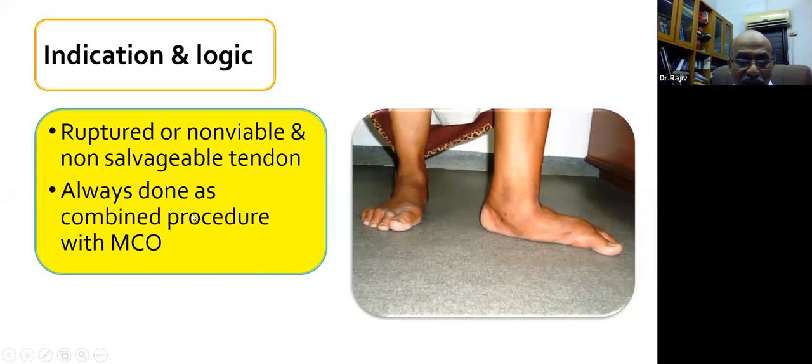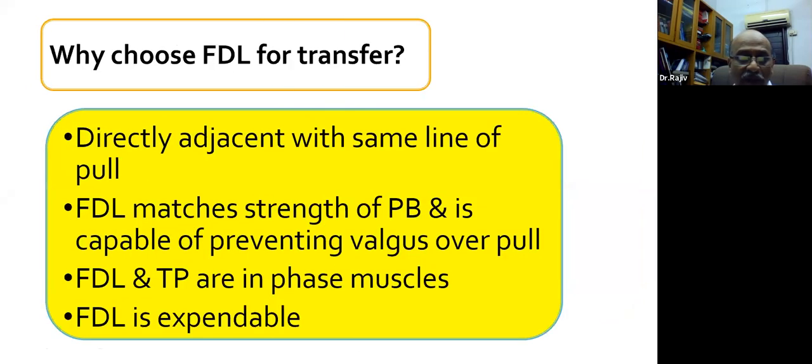It is always done as a combined procedure with a medial calcaneal slide osteotomy. I am going to come to that in the next few slides. So why choose FDL for transfer? It is directly adjacent with the same line of pull. It matches the strength of peroneus brevis, which is on the opposite side. Both the muscles, flexor digitorum longus, FDL, and tibialis posterior are in-phase muscles. And you can sacrifice FDL because FHL can take over the work of FDL.